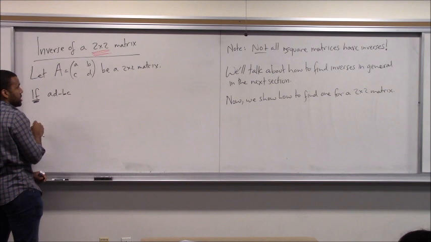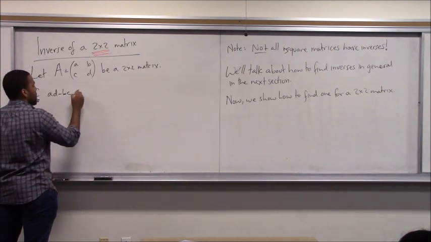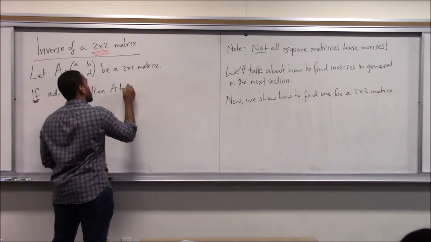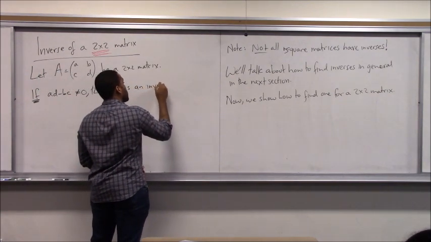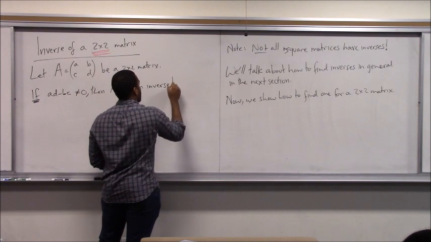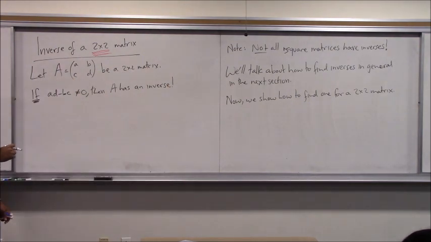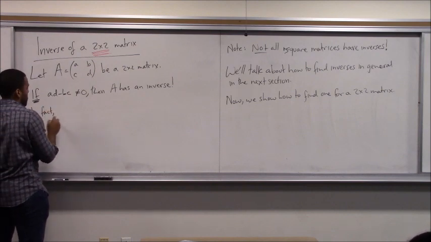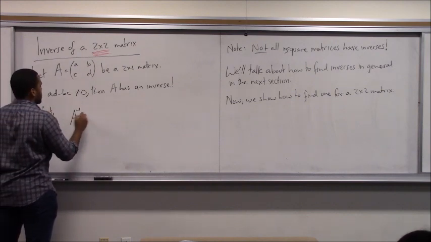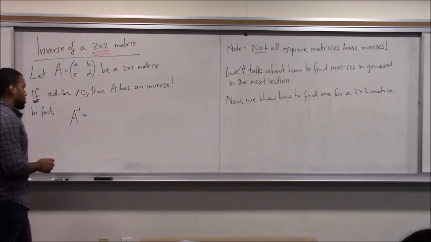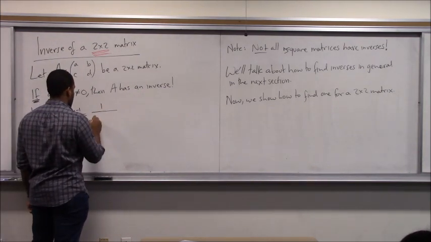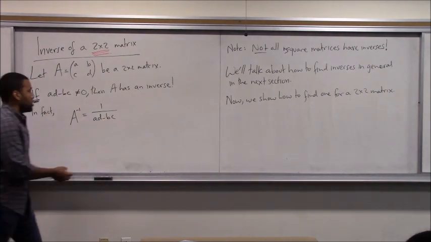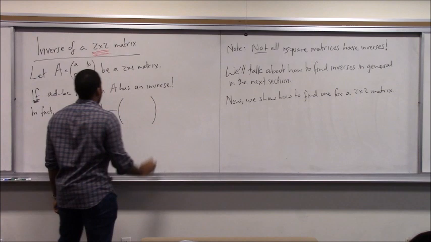This expression, AD minus BC, if it's not 0, then A has an inverse. If it's 0, it means A does not have an inverse. And in fact, we know what that inverse will be. In fact, A inverse in this case will be equal to the following: 1 divided by AD minus BC, which is why it can't be 0, of this matrix.